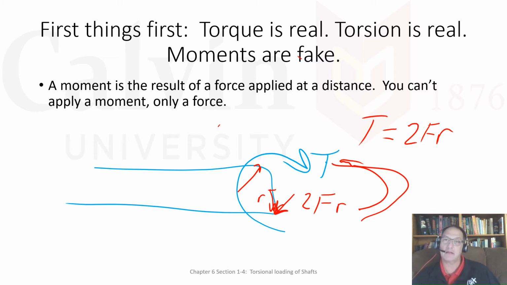It's a mathematical construct that we've made in order to help us face the world. And so you can't just apply a moment. I think that's a big deal to understand. I hope that helps you with some of this.